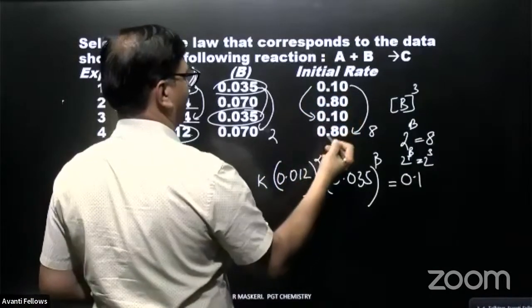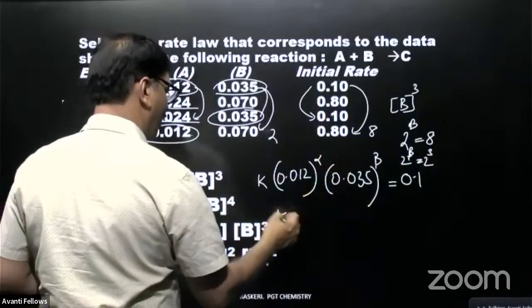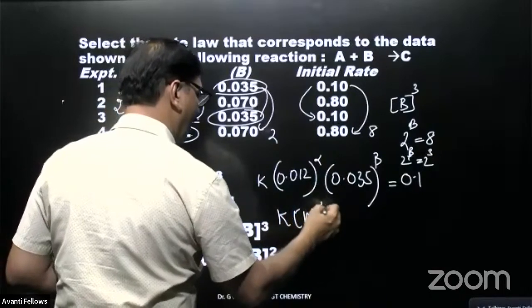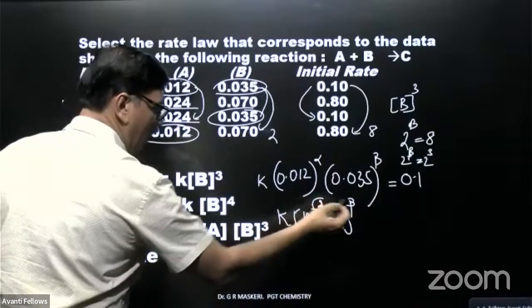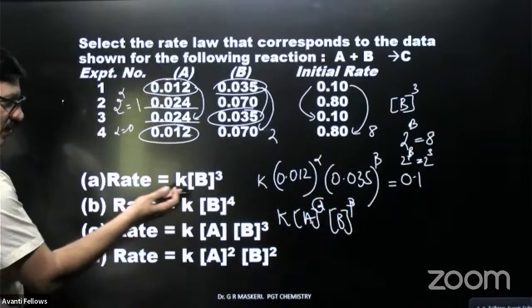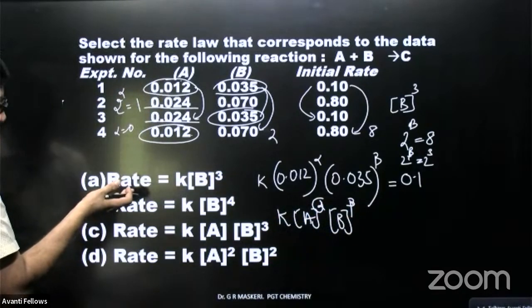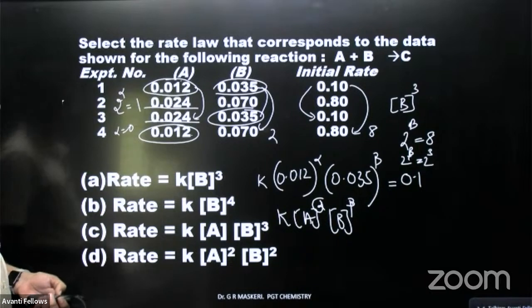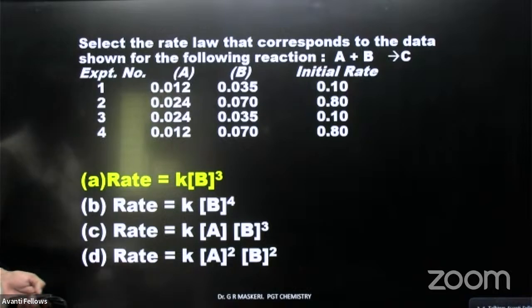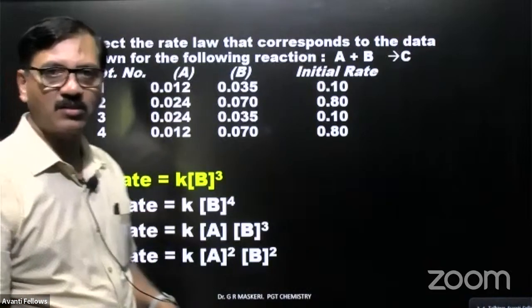Now the expression is supposed to be k A to the power alpha B to the power beta. What do we have to write? If alpha is 0 and beta is 3, if alpha is 0, it is not written in the expression. Therefore, A is the answer. So other answers can be eliminated.